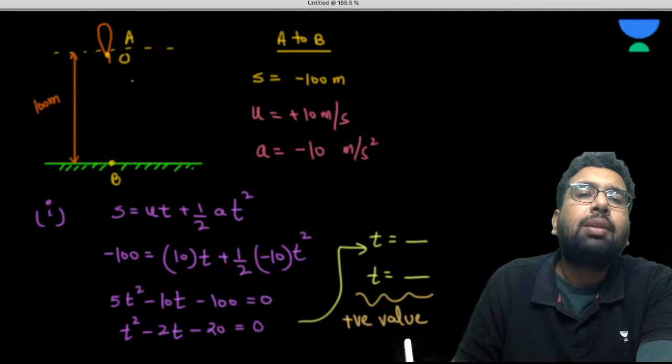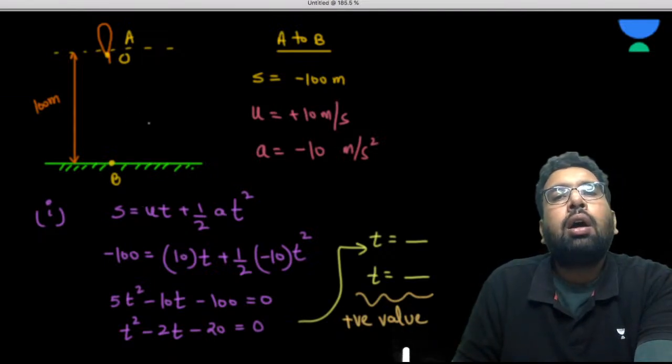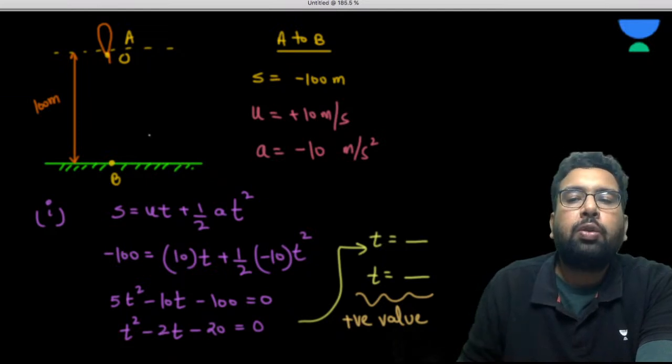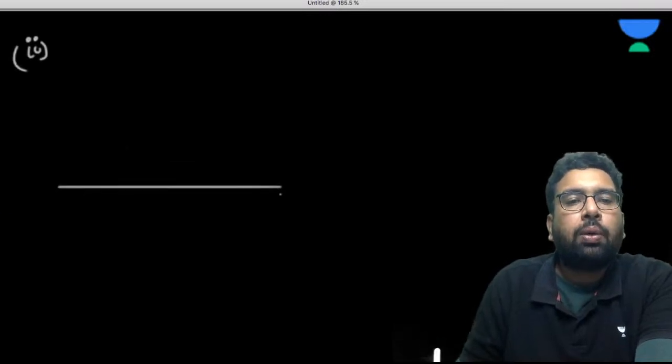Why? Because we are taking displacement now. Displacement is the shortest distance from initial to final position. So it was irrelevant. But in the second case, this is what it means. Now see, there is a ground.